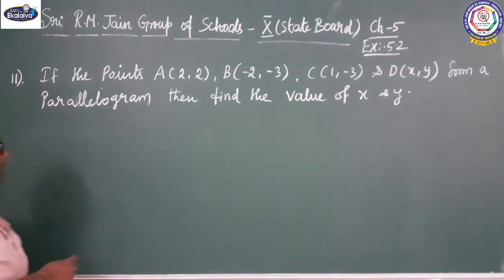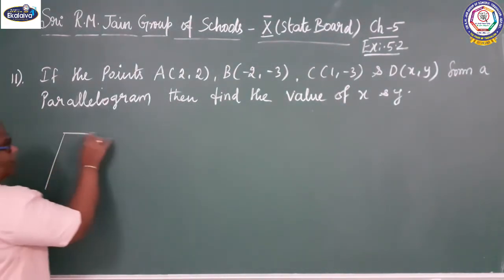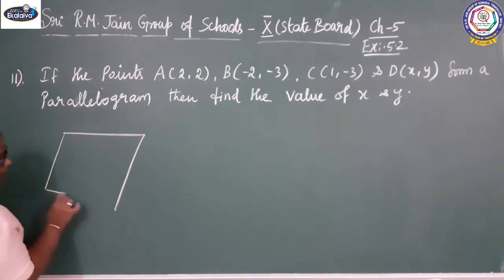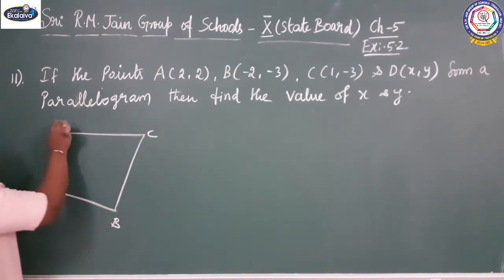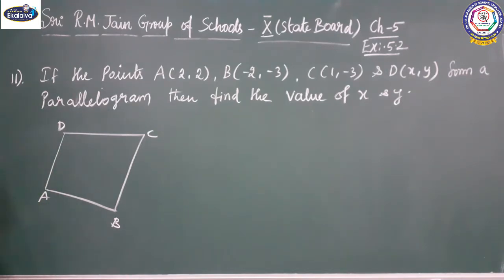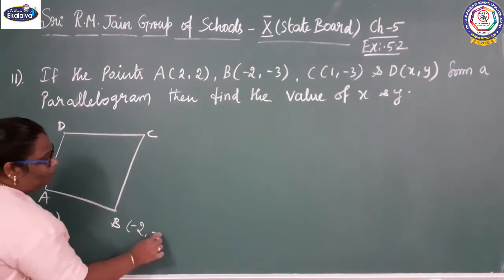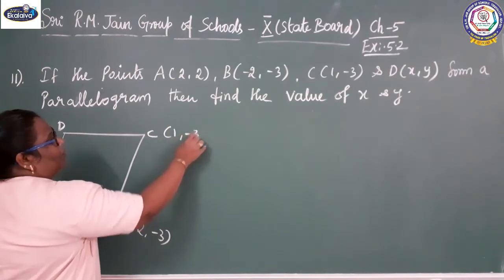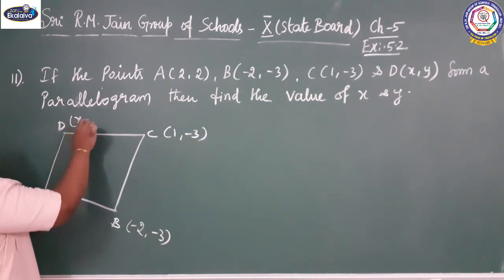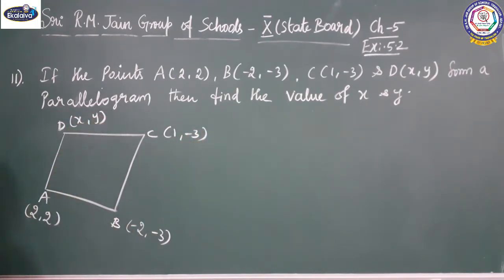See the diagram, see here. A, B, C, D. What is the point for A? A point is 2, 2. B point is minus 2, minus 3. C is 1, minus 3 and D is x, y.